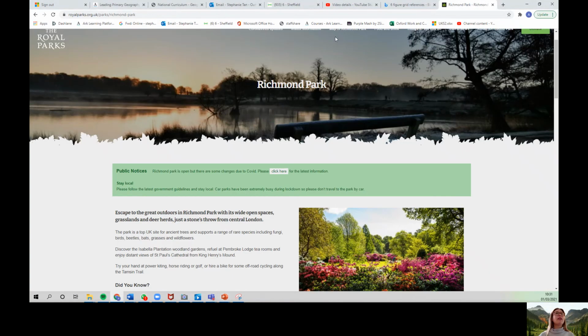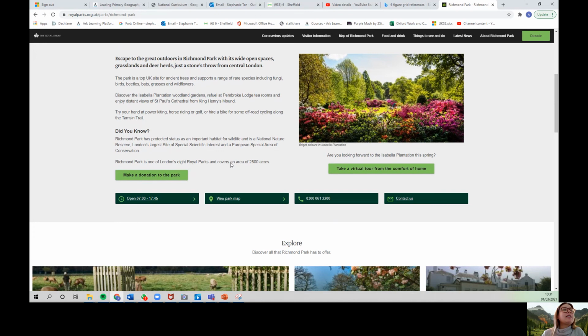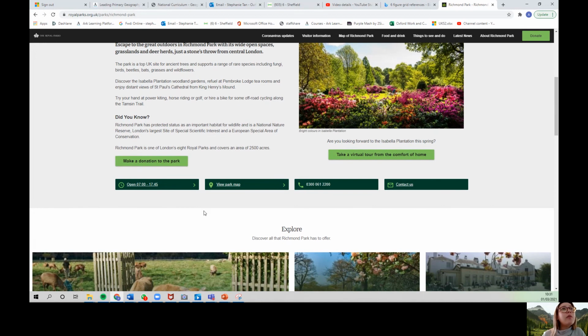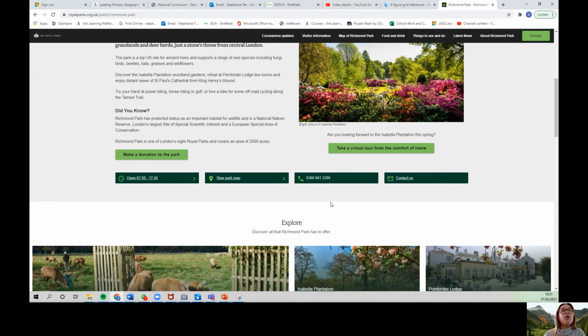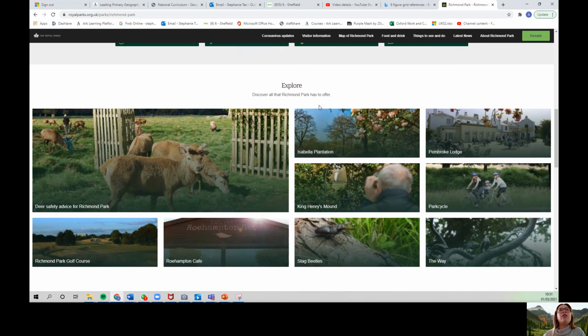Okay, so Richmond Park. Here we see this is Escape to the Great Outdoors in Richmond Park with its wide open spaces, grasslands and deer herds just a stone's throw from central London. And it's told us what the opening times are. We can look at a park map. There's a telephone number that we can call if we need to. And if we scroll down, we can explore, discover all that Richmond Park has to offer.